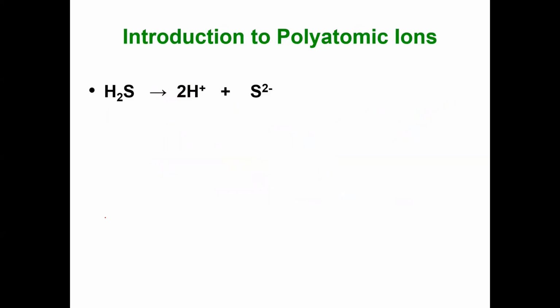So when I look at hydrosulfuric acid, it might seem that you go straight into breaking 2 hydrogens and releasing 2 protons and 1 sulfide. But there's actually an intermediate step. So how would that work?